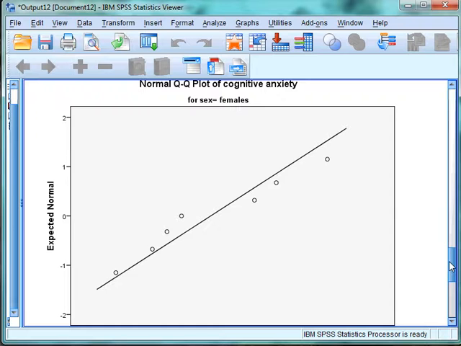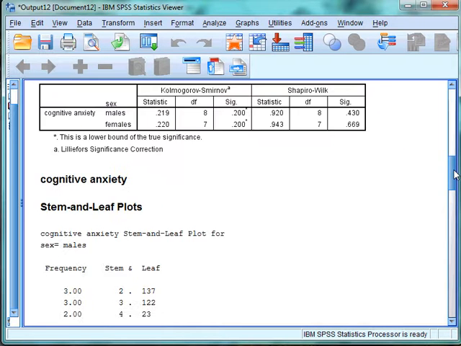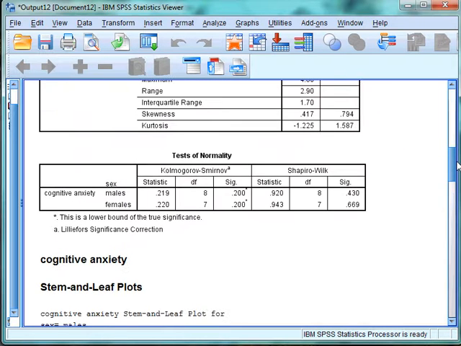And if we scroll back up to the tests of normality, we can see that for both tests and for both males and females, the significance values are above 0.05. So they are non-significant, which is what we want when we're looking at the distribution of our data. Therefore, we can say that we have met the assumption that our data is normally distributed.